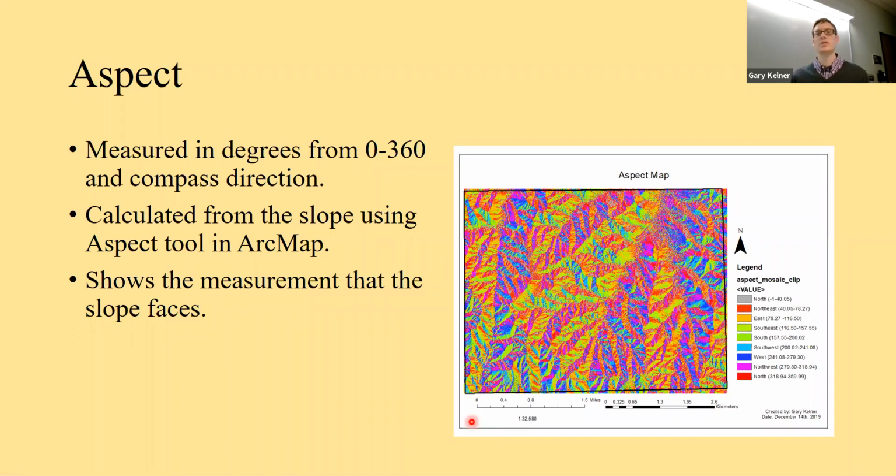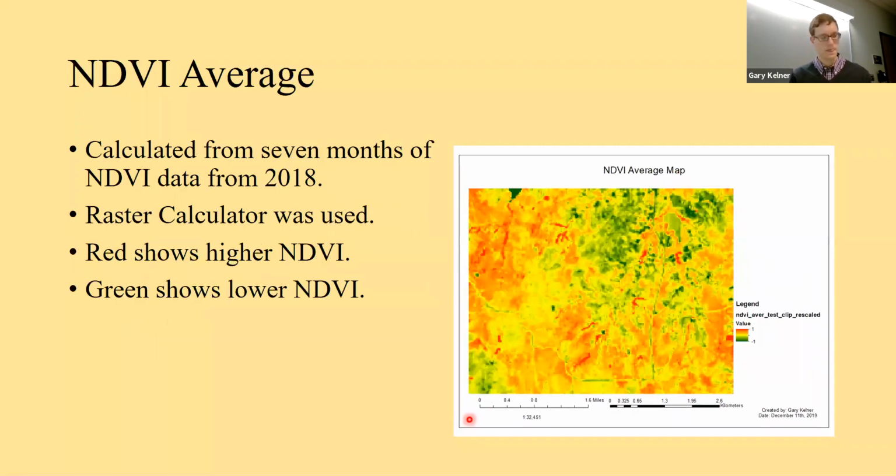Aspect is measured in degrees from 0 to 360 and compass direction. This aspect shows the direction that the slope faces. This was calculated from the slope output using the aspect tool within ArcMap. This photo on the right shows the aspect for the study area and is indicated by degrees and compass direction.